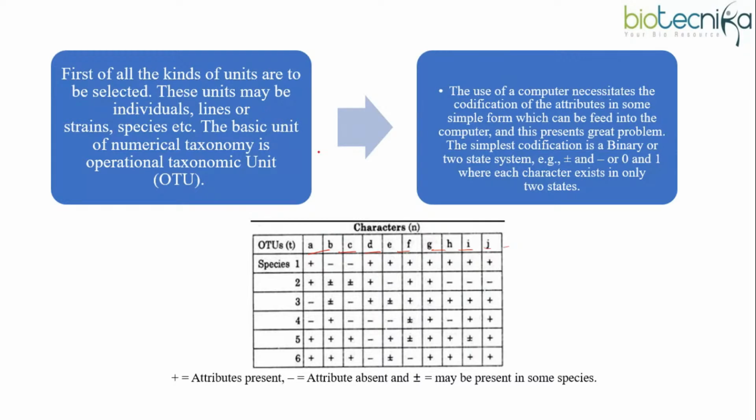First of all, the kind of units are to be selected, and these units may be individuals, lines, strains, species, etc. So the basic unit of numerical taxonomy is OTU, and this is how we normally get to see. Here can you see a lot of characteristics are there, like A to J. They are different characters. A to J can represent different characters. And there are species also, 6 species we can see here. Clear? So this is how it is represented.